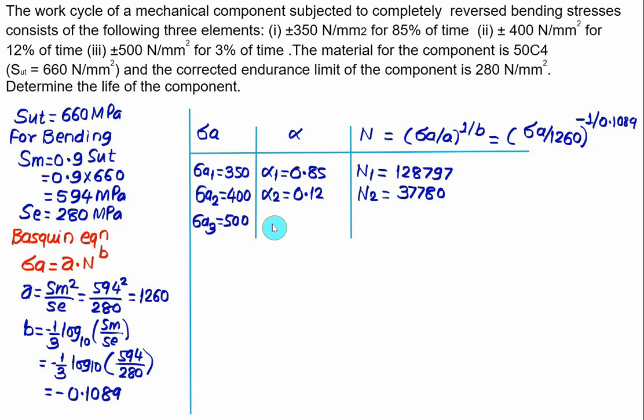Next we have to use sigma A3, which is equal to 500. This time the life is very small. It is operating for alpha 3 equal to 3%, which is 0.03. Substitute again in the same equation and calculate the value of N3. This time you will get a very small number of cycles, 4866. So in this fashion you have to make ready all the calculations N1, N2, N3, alpha 1, alpha 2, alpha 3, and now you can apply Miner's rule.